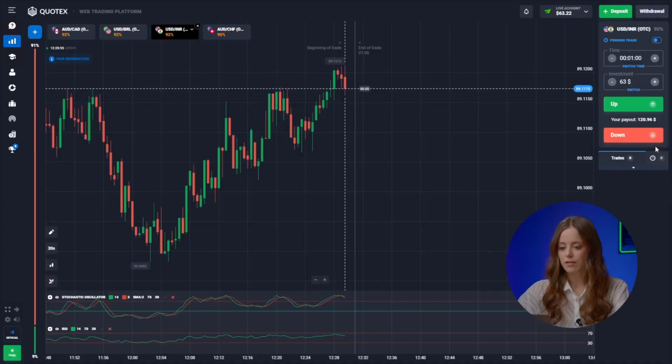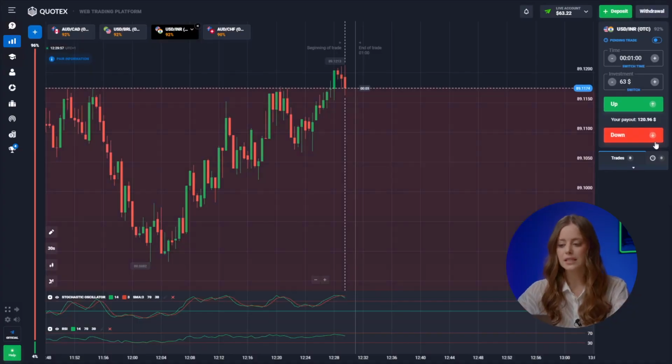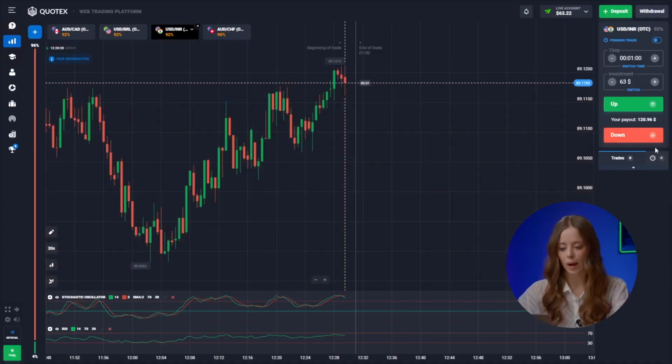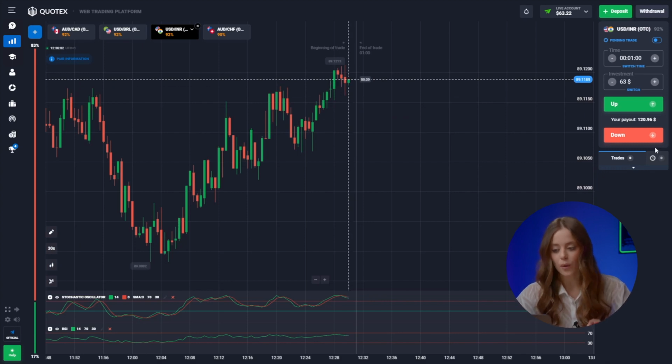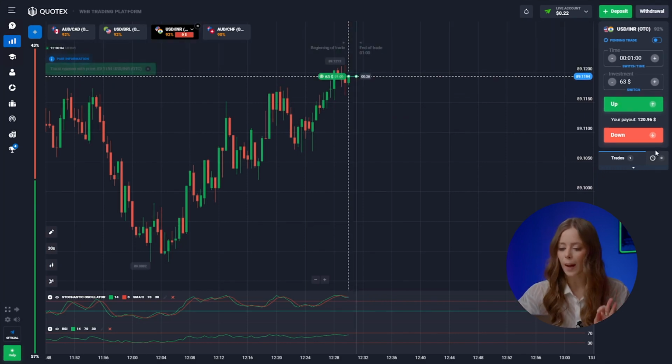Let's change the pair. The US dollar and the rupee pair. It's obvious here the candle will go up. Look at the stochastic indicator. We trust the signal and hit that up button.